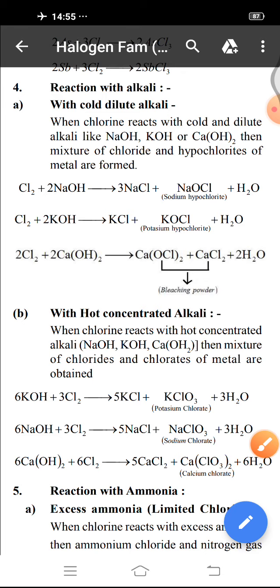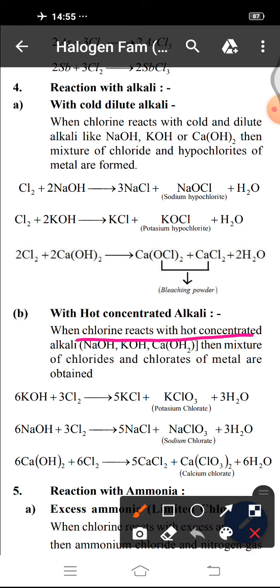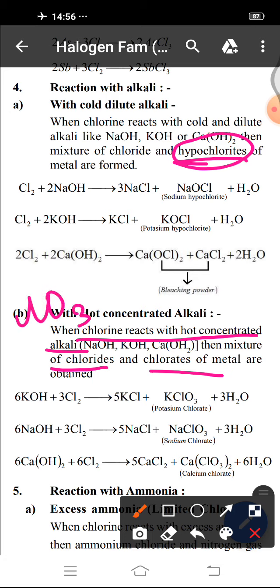When chlorine reacts with hot concentrated alkali, the same NaOH, KOH or calcium hydroxide, then a mixture of the metal chloride salt and water is formed, but in place of hypochlorite, concentrated alkali forms chlorate. Chlorate has the radical ClO3 minus.